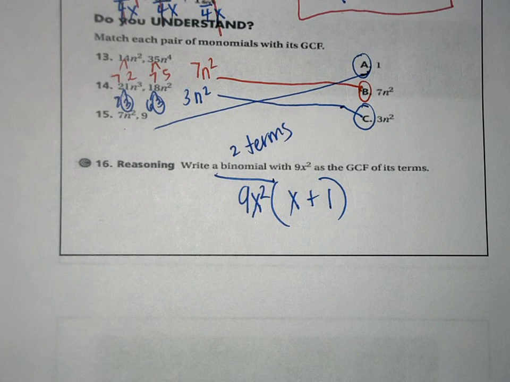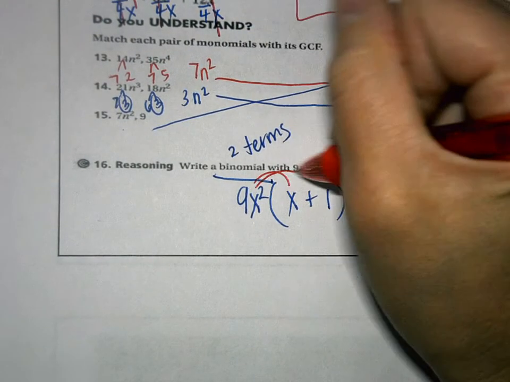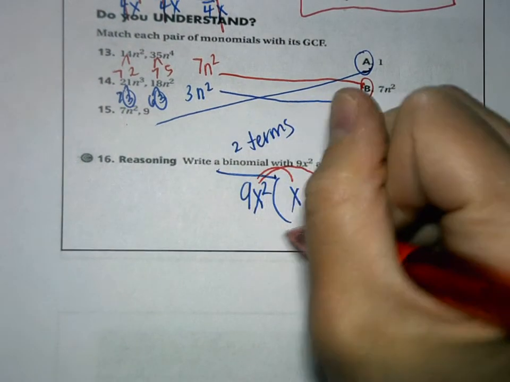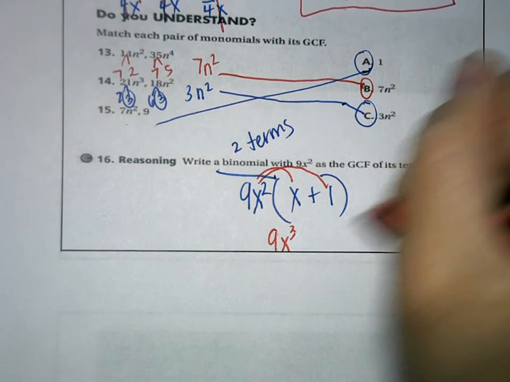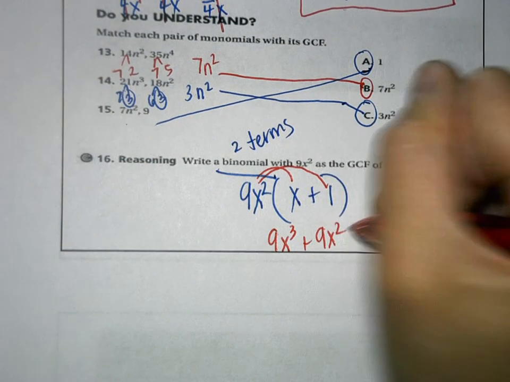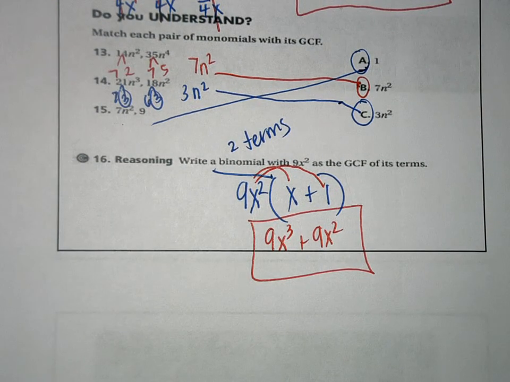And once I wrote it like that, then I am going to distribute it through to end up making the binomial. So 9x squared times x is 9x to the third, and then 9x squared times 1 is just 9x squared. So this is a binomial that has a GCF of 9x squared. And that is it.